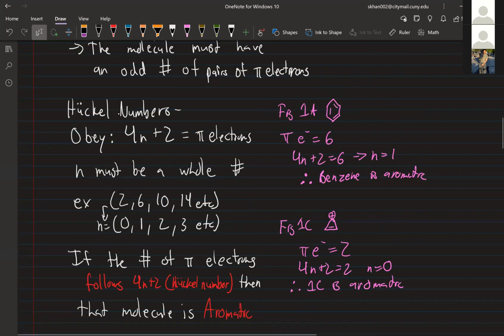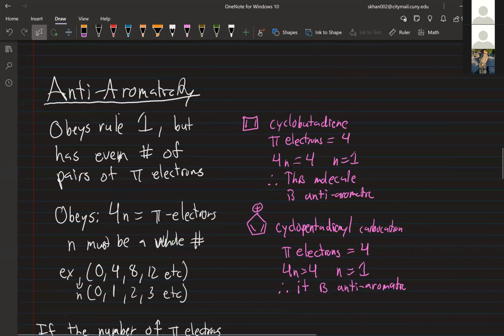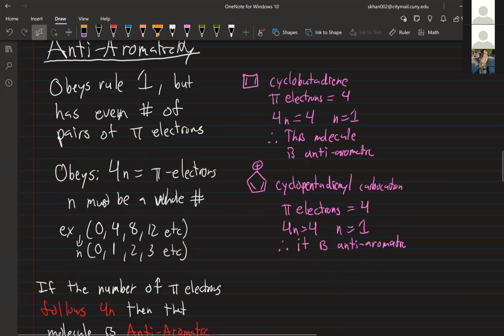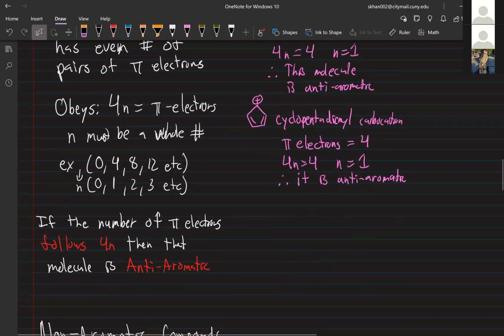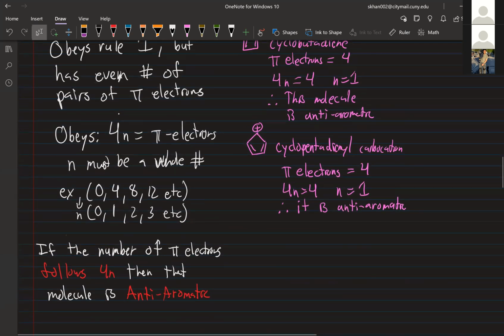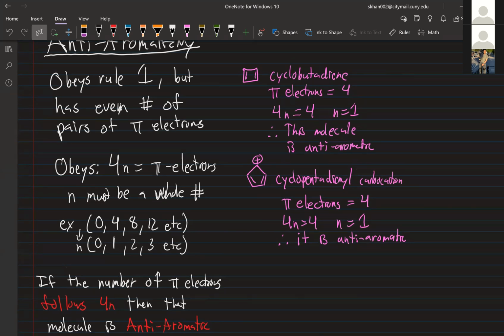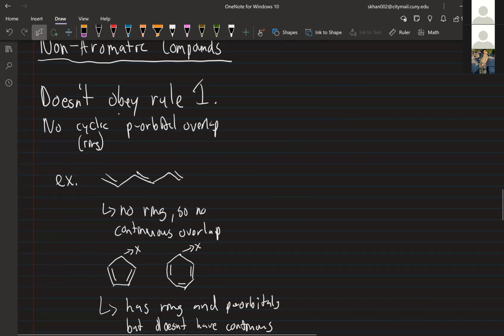And then anti-aromaticity is kind of the opposite. It obeys 4n, for something like 0, 4, 8, or 12 electrons, where n equals 0, 1, 2, or 3. Those we call anti-aromatic, which are less stable than aromatic compounds. Less stable. Okay. And then you have non-aromatic.